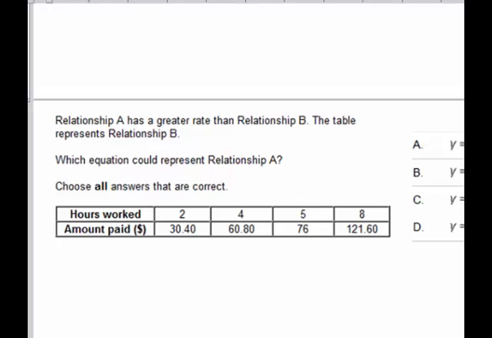So we want to know which equation could represent relationship A, which is greater than B. So we're looking for equations that have a slope greater than 15.2. So the only ones here that are greater than 15.2 are C and D, because B is equal to 15.2, but remember A is greater than, so it has to be above that. So we're looking at 15.4 and 16.2.